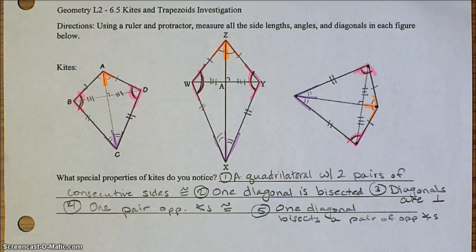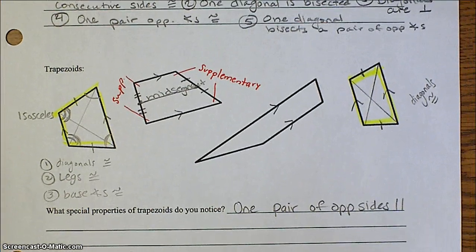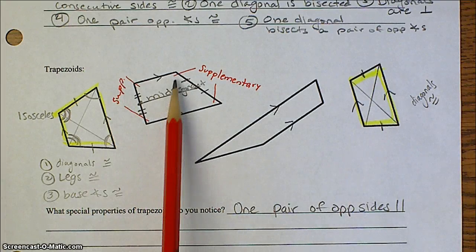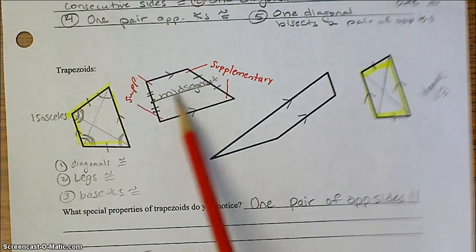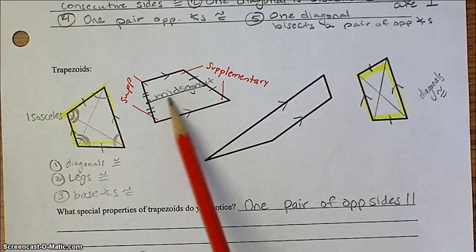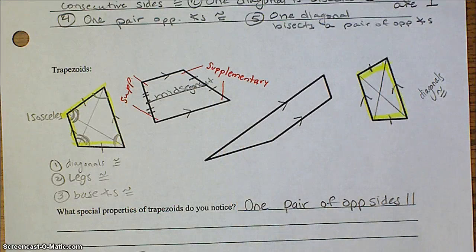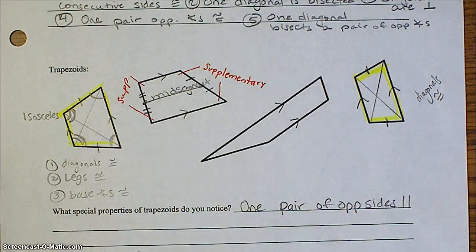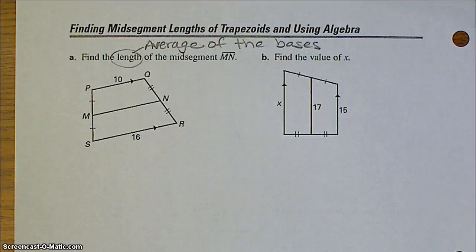We also talked about special properties of a trapezoid, and we said that all trapezoids have one pair of opposite sides that are parallel, and we know that these angles here are going to be supplementary. We also talked a little bit about a mid-segment, which we will continue to talk about in this video. And then we discovered that there's a special type of trapezoid called isosceles, that would be these yellow trapezoids here. An isosceles trapezoid is when the legs are congruent, the diagonals are congruent, and the base angles are also congruent.